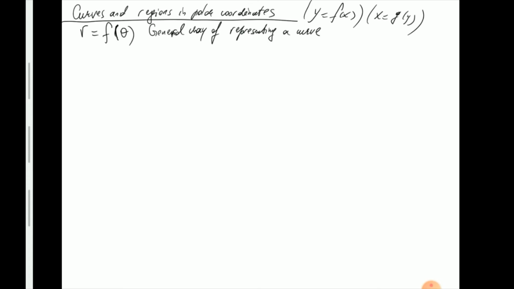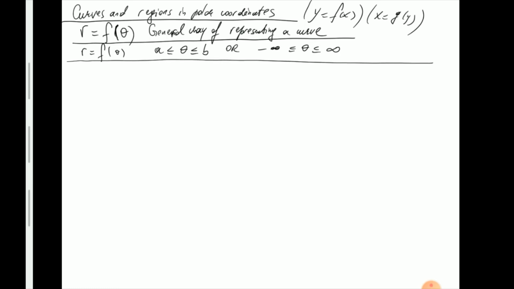So in that sense, of course you have a function of theta with a certain domain. Typically you have r equals f of theta with some domain for theta, or you could have an infinite domain for theta, although that's usually not often encountered because, depending on the situation, that could mean, for example, traversing a curve infinitely many times, but typically you have an interval for theta.